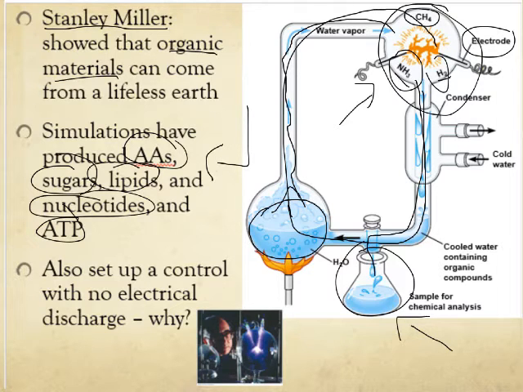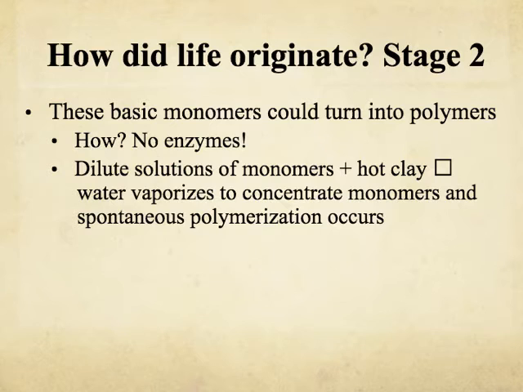So pretty cool. By the way, he also set up a control that had no electricity, and it turns out it does not work without electricity. So again, this showed that really you needed those conditions that we talked about in the first slide to allow this to happen. Okay, so that's step one. So now we have some monomers, but great, monomers do not mean we have living things. We just have a bunch of glucose and a bunch of fatty acids and a bunch of amino acids.